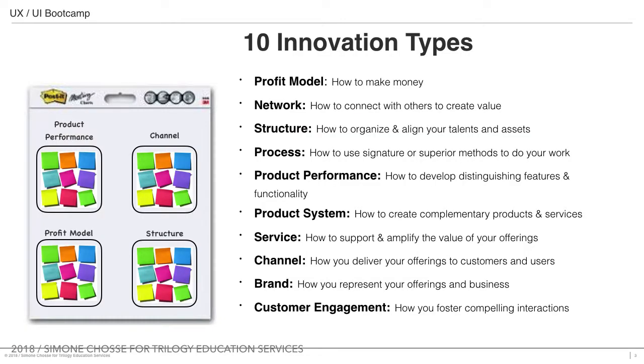So the 10 types of innovation, we're going to look at profit model, how we make money; the network, how we connect with others; structure, how to organize and align it; process, how to use signature or superior methods to do your work; product performance, how to develop distinguishing features and functionality; your product system, how to create complementary products and services. Again, your service, how to support and amplify the value of what you're offering them. The channel, how you deliver your offerings to customers and users; and then your brand, how you represent those offerings to the business; and your customer engagement, how you foster compelling interactions.